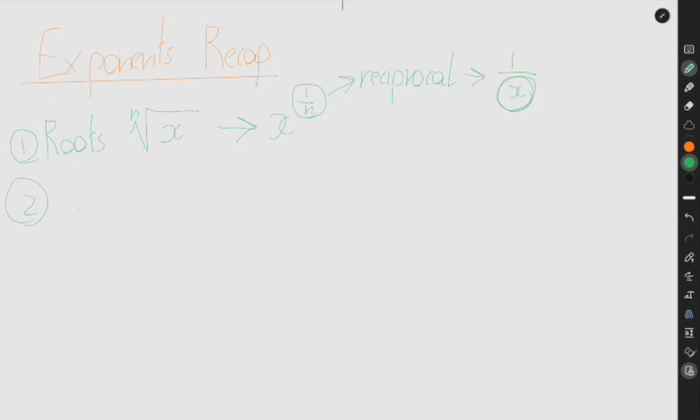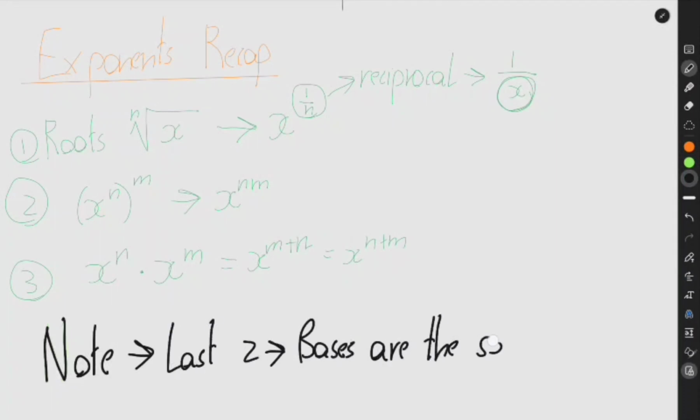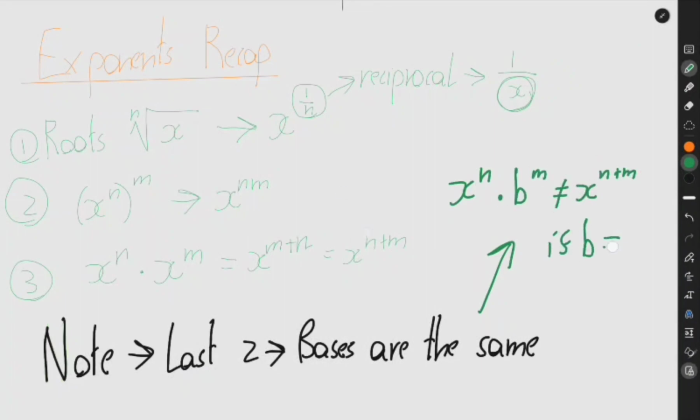2. An exponent raised to an exponent multiplies the exponent numbers. In this case, m is multiplied by n. 3. An exponent multiplied by another adds the exponent numbers. Note, for the last two, the bases need to be the same. In this case, if x and b are different bases, then we cannot use 2 and 3.